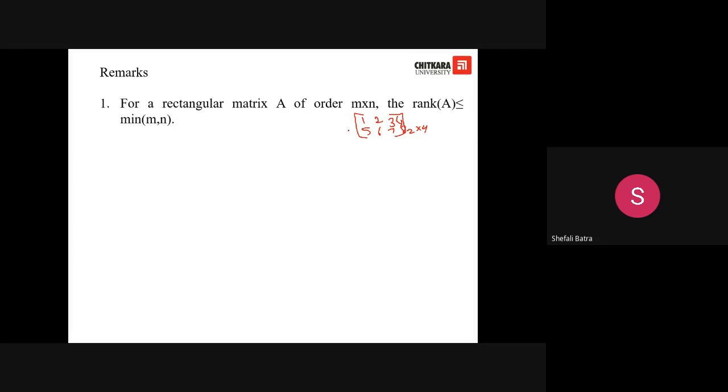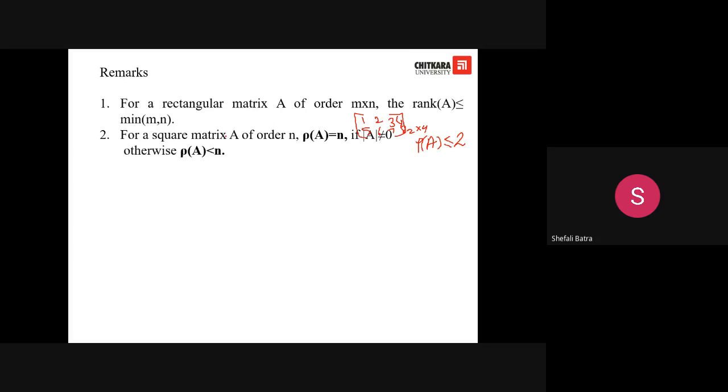Right? So what maximum rank can this matrix have? You can write that the rank of the matrix is less than or equal to the minimum of this. What is the minimum? That is 2. So the rank of this matrix can be equal to or less than the minimum of the number of rows and columns. So when you find the rank of this matrix, the maximum rank would be 2. Right?